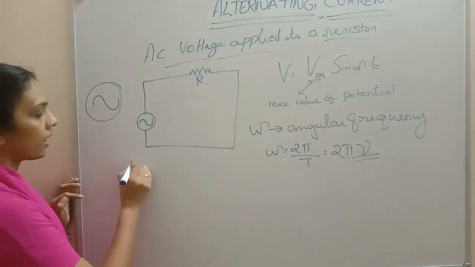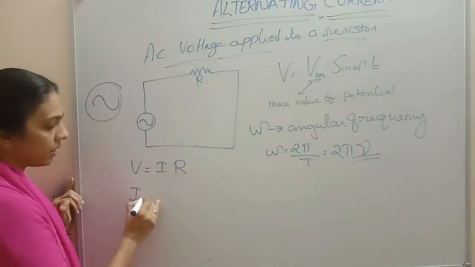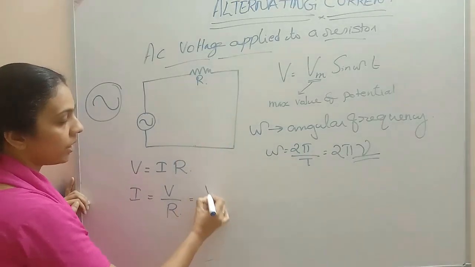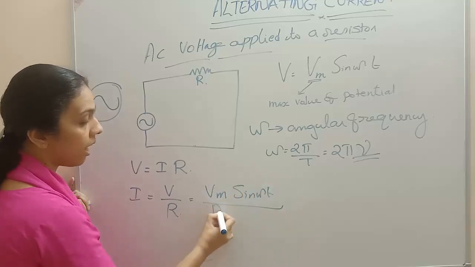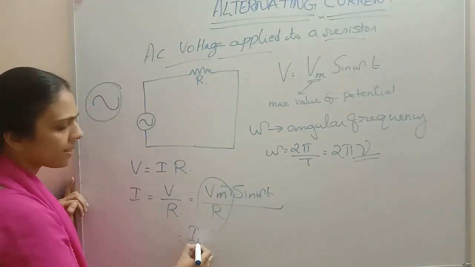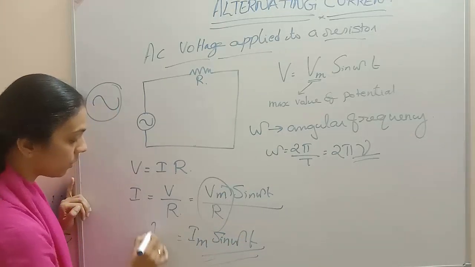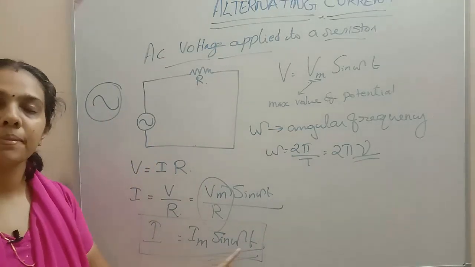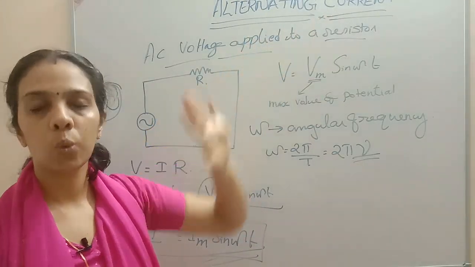Then what will be the current? V equals I into R. Then I will be equal to V by R. Here what will be the I? I equals Vm sine omega t divided by R. So Vm by R, what will this be? This is the maximum current, Im sine omega t. So the current we get in the case of a resistor will be I equals Im sine omega t, and voltage V equals Vm sine omega t.